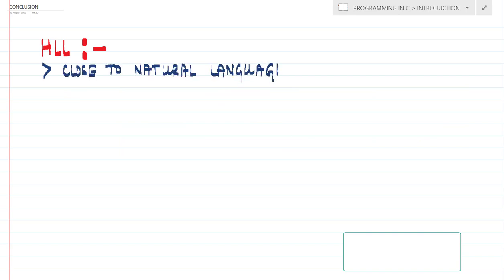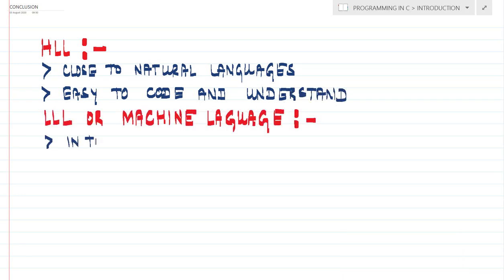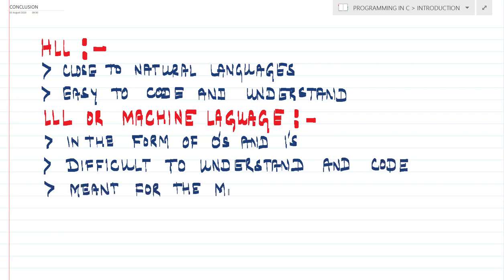Now to summarize, a high-level language is closer to the natural language, and it is easy to understand and code. Whereas a low-level language, which is also known as the machine language, is in the form of zeros and ones. It is difficult to code in, and it is meant just for the computer systems.